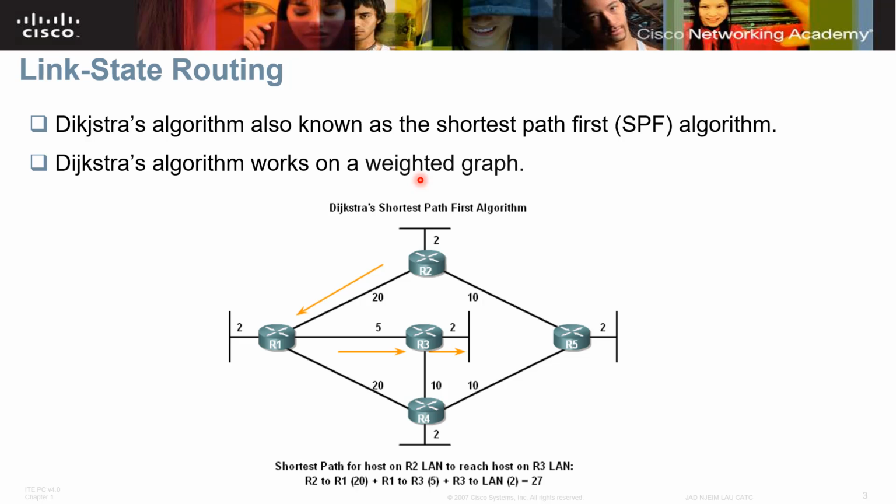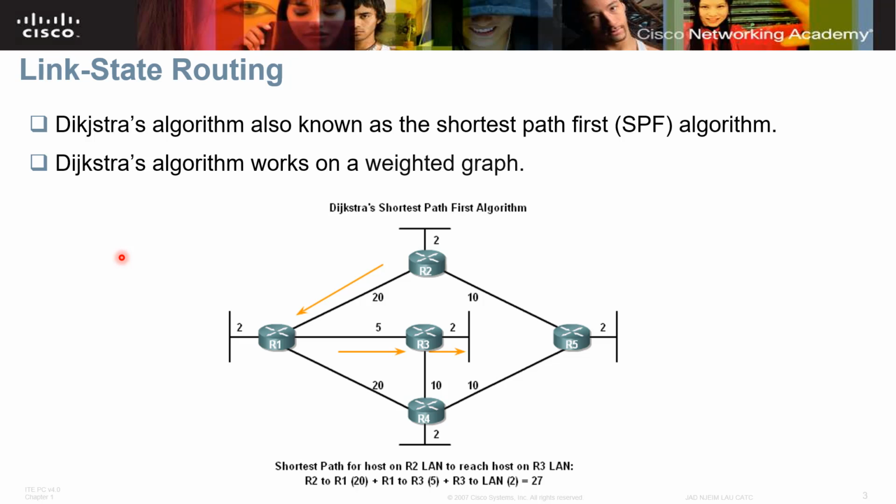What's the main idea of the Dijkstra algorithm? The Dijkstra algorithm aims at obtaining the shortest path to all destinations. So we need to calculate for each destination the shortest path to this destination. To get the shortest path, we first generate a weighted graph. At the beginning, link state routing protocols generate a weighted graph, and this weighted graph will contain all the information, a global view of the network.